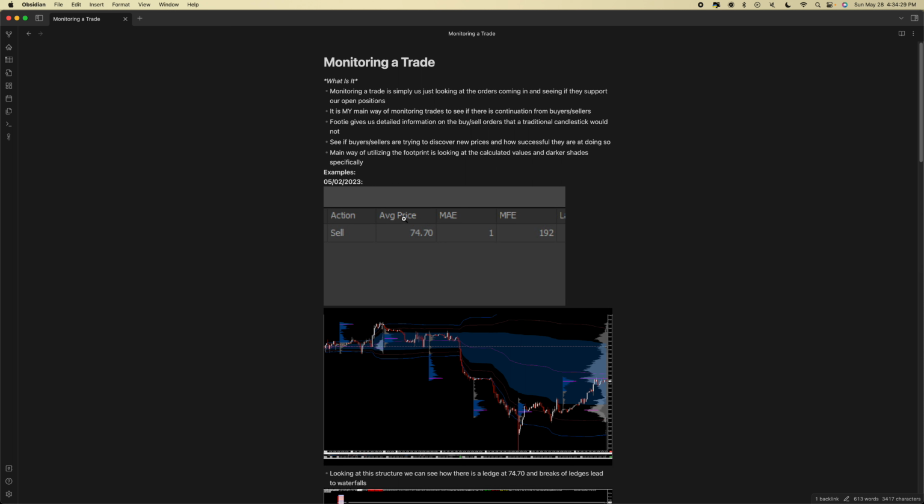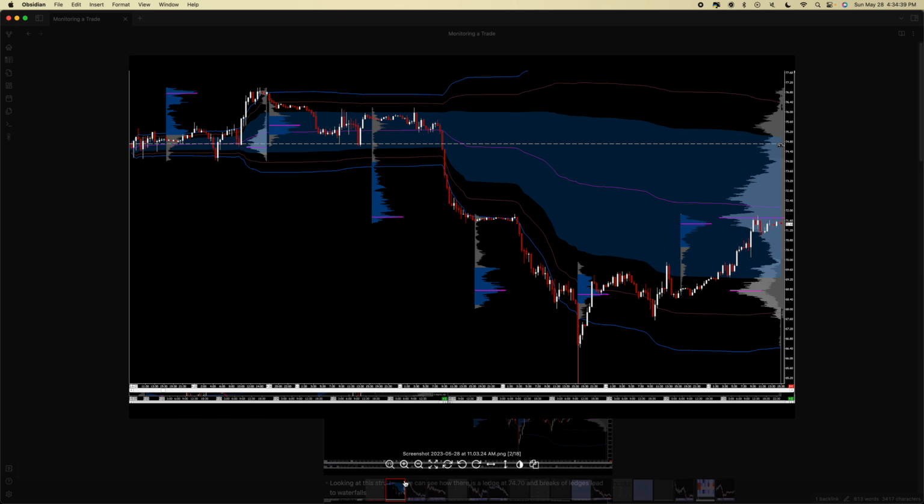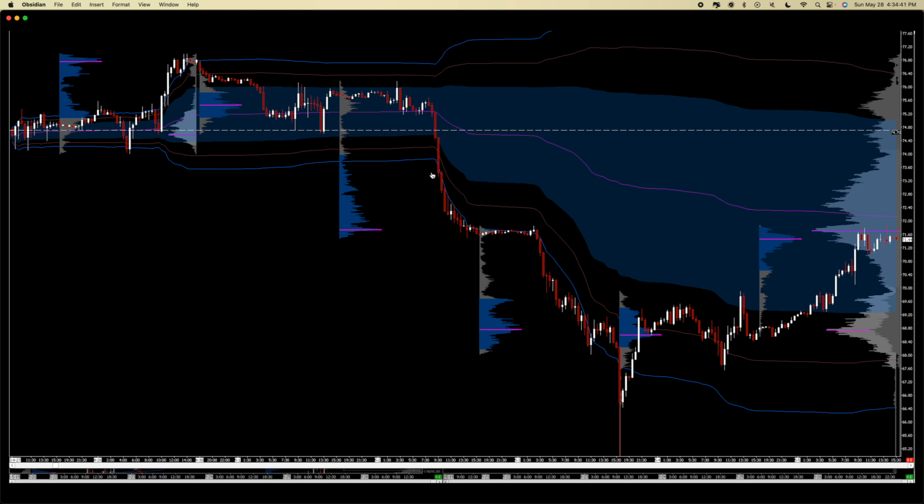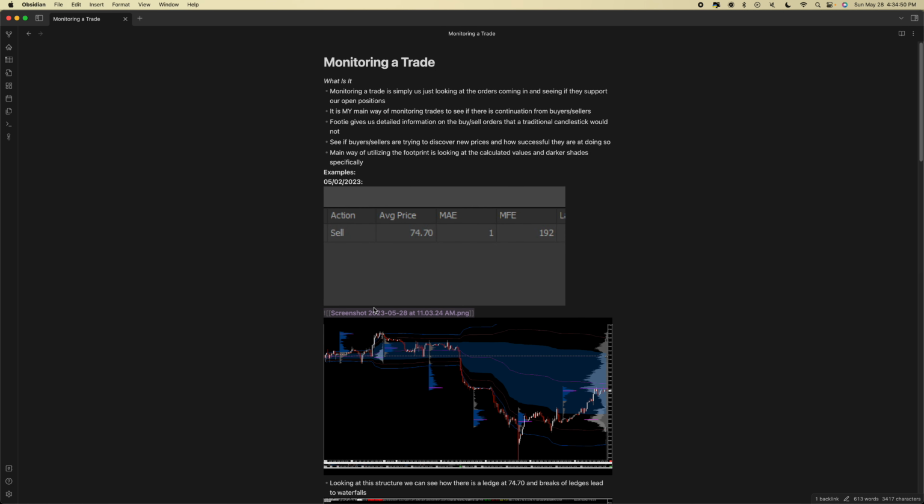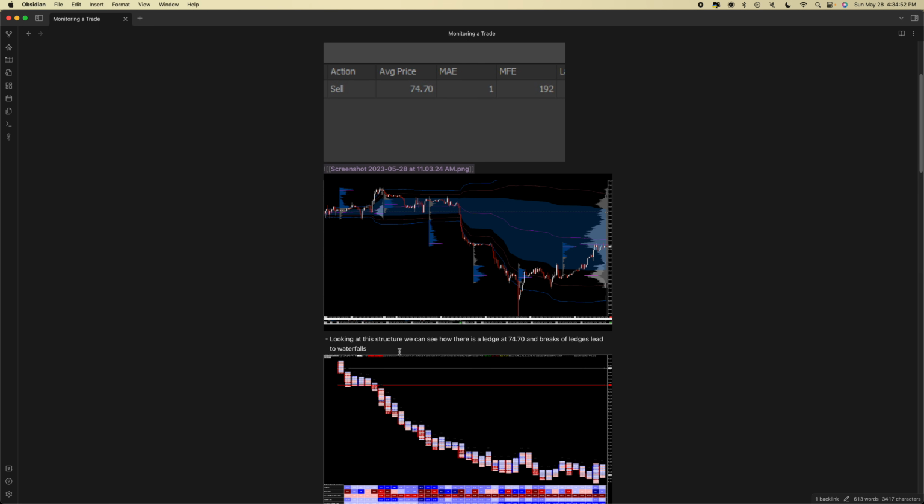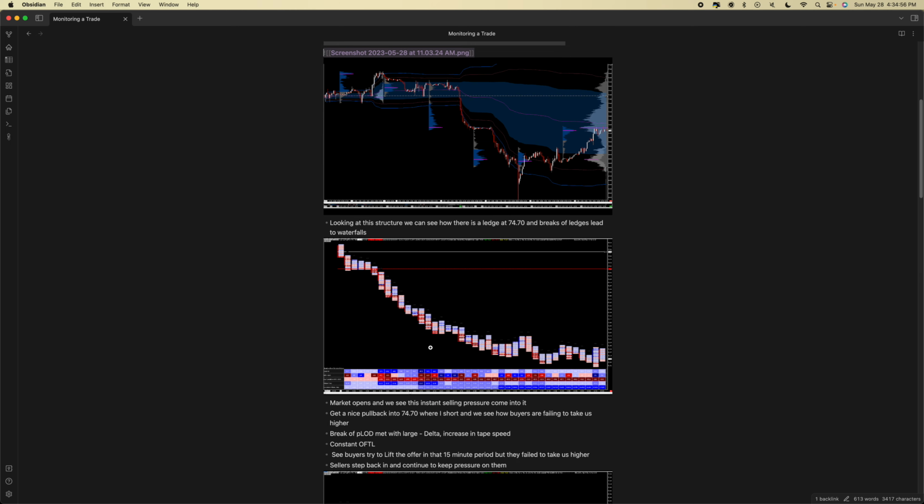So May 5th, 2023, I took this short at 74.70 for 1 MAE, 192 MFE. My thoughts behind this were pretty simple. We had this little ledge over here, and breaks of ledges lead to waterfalls. And I even say that right over here. I said, looking at the structure, we can see how there's a ledge at 74.70. And once again, breaks of ledges lead to waterfalls.